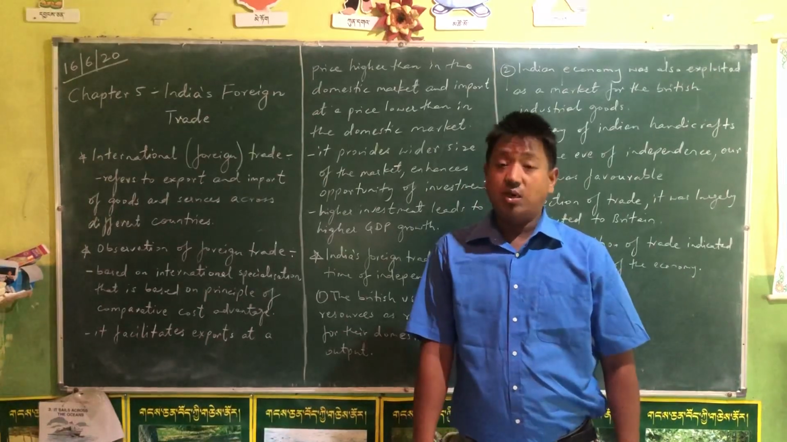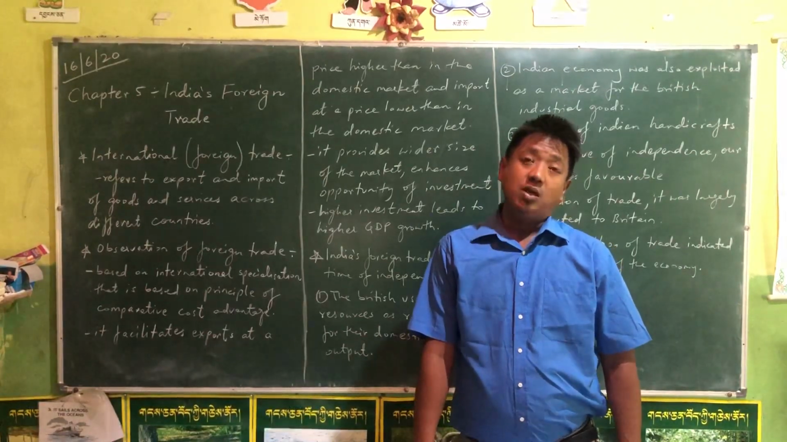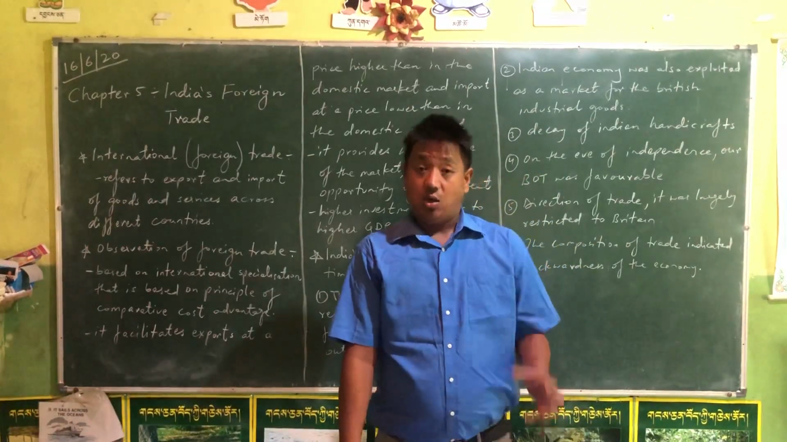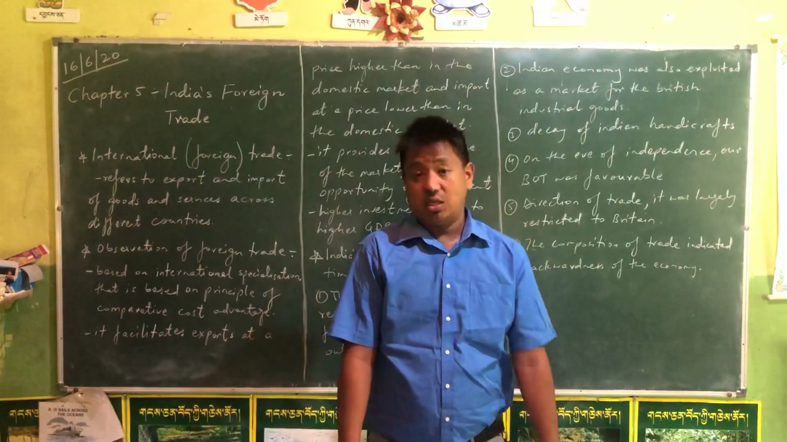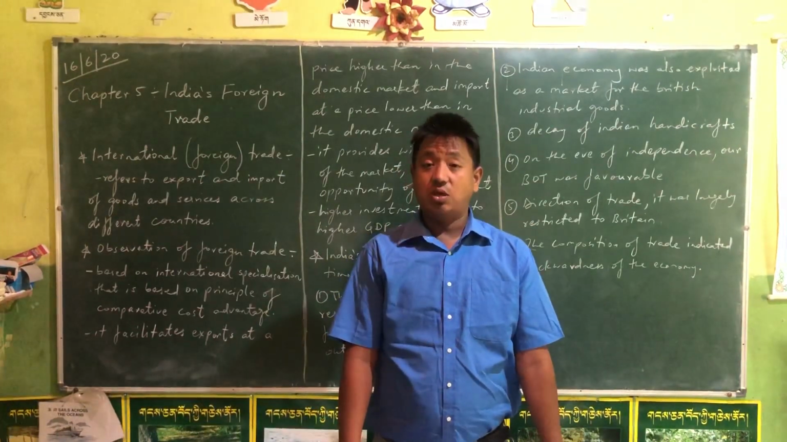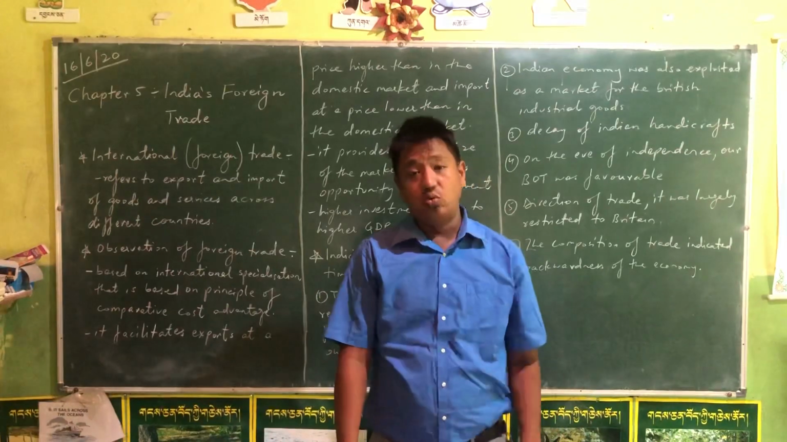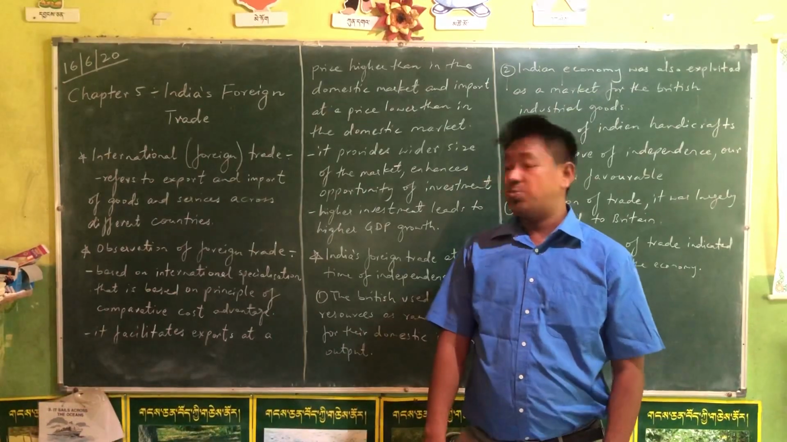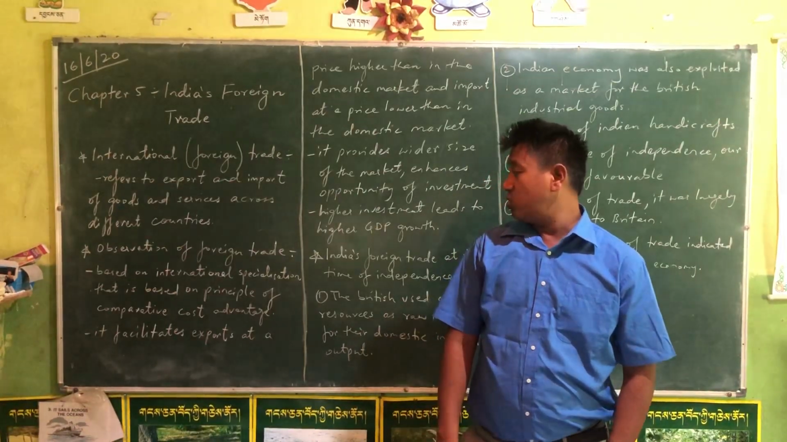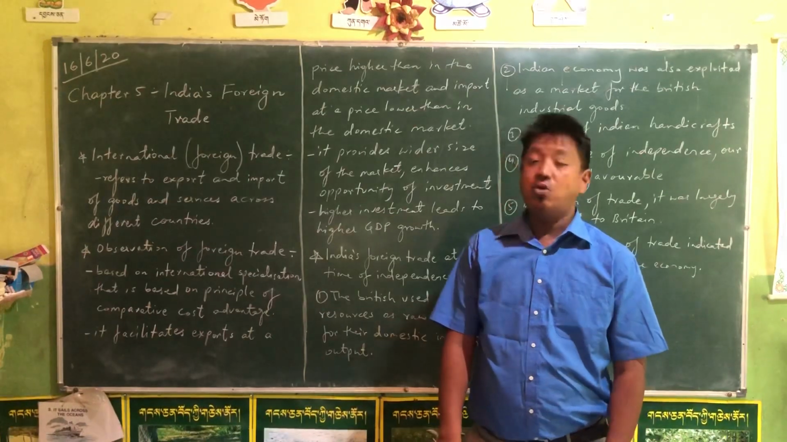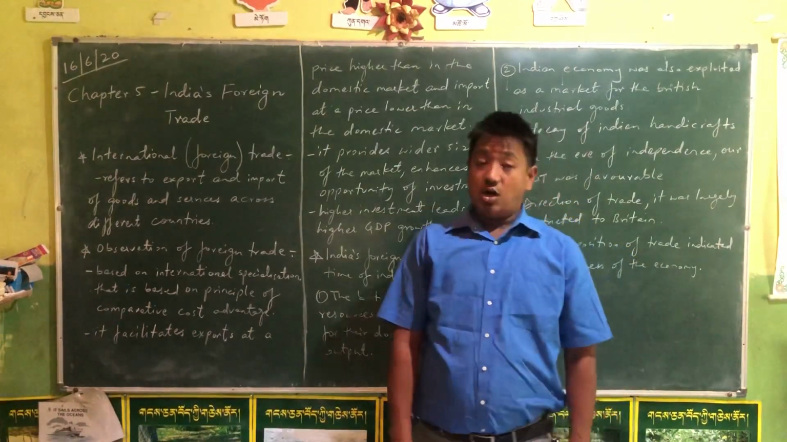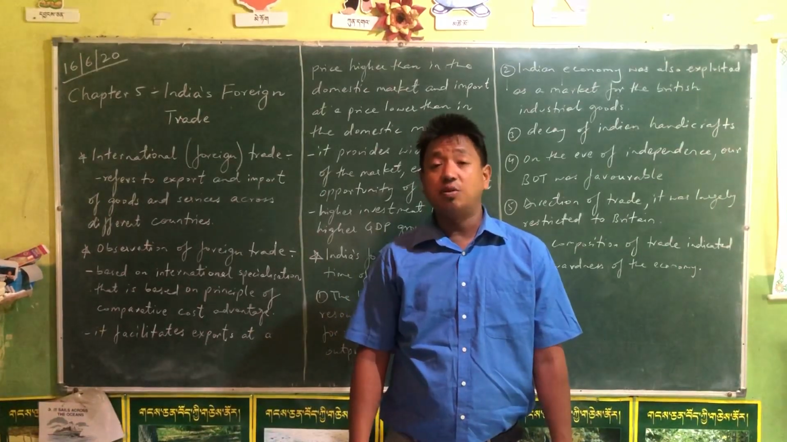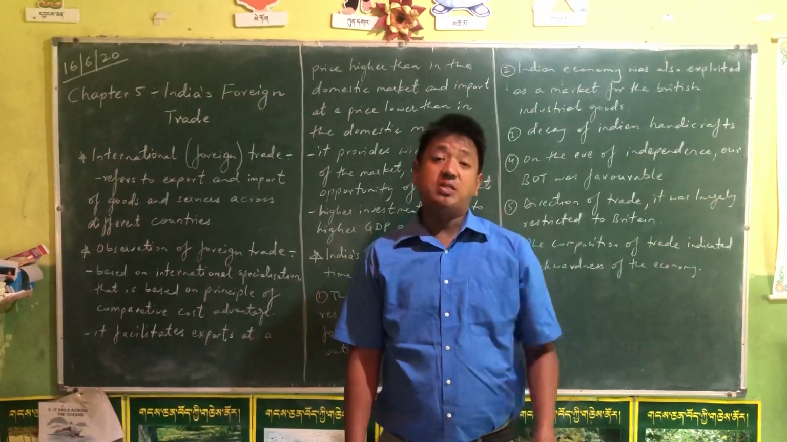And then the second one is observation of foreign trade. So now here when I say observation of foreign trade, it means how the foreign trade happens. Number one is it is based on international specialization, that is, based on the principle of comparative cost advantages. So now when we do foreign trade, it is mainly because of international specialization.